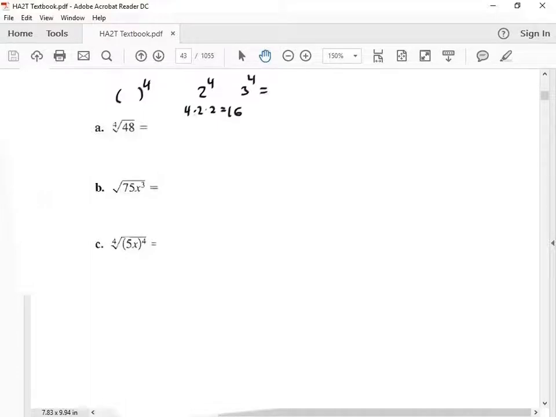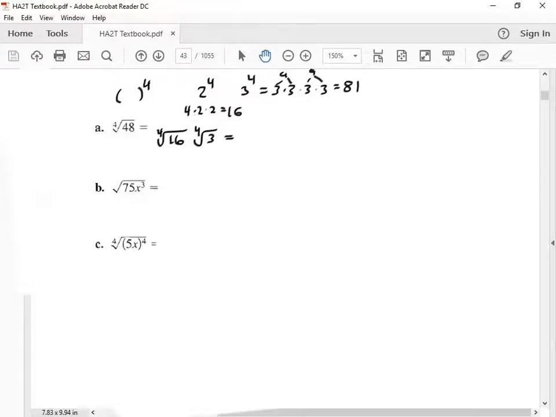3 raised to the 4th power, that's the same as 3 times 3 times 3 times 3. This and this are 9. This and this are 9. So 9 times 9 is 81. So here is a perfect 4th power, and this is a perfect 4th power. And 16 happens to go into 48. So we can split this up to be the 4th root of 16 times the 4th root of 3.